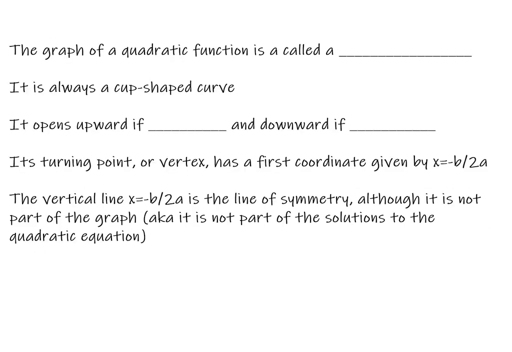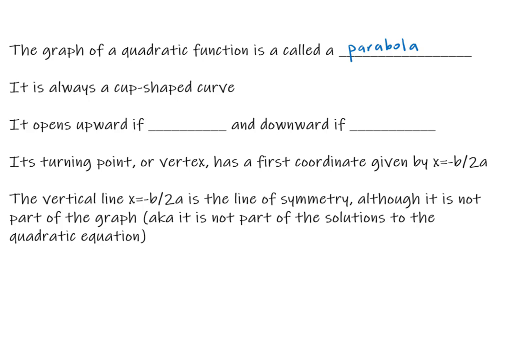The quadratic function is given by f of x is equal to ax squared plus bx plus c. We want our a coefficient to not be 0, otherwise this wouldn't be quadratic anymore. The graph of a quadratic function is called a parabola. A parabola is a cup-shaped curve. I would call it U-shaped.